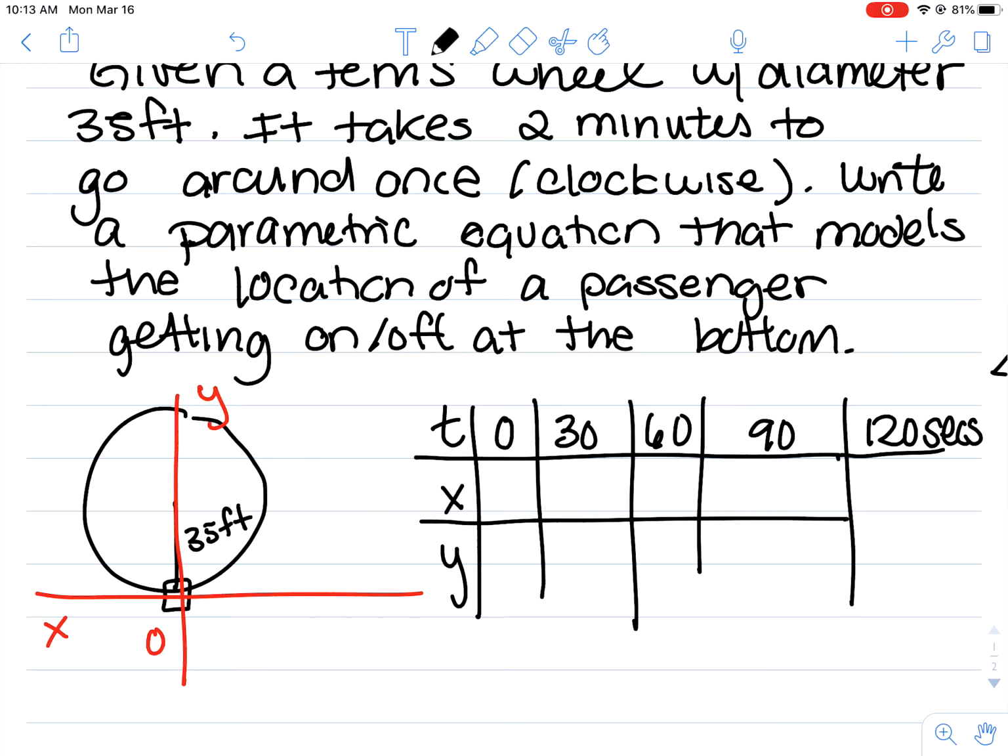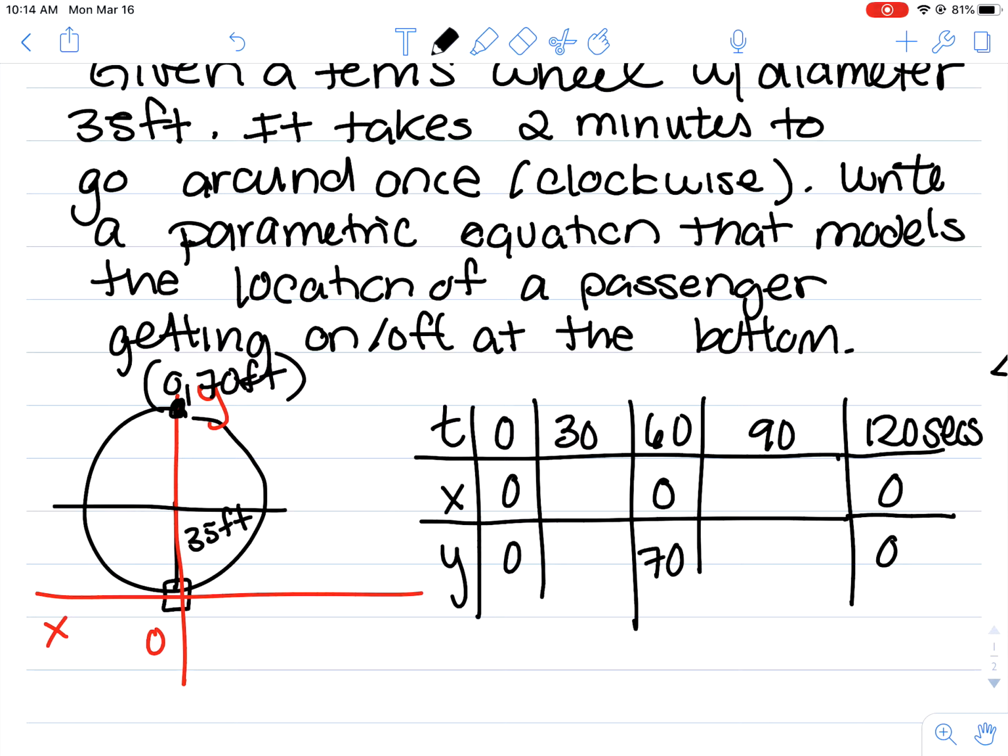Okay. So the passenger gets on at 0, 0. So our x coordinate is 0, our y coordinate is 0. And it takes 2 minutes to go around to get back to 0, 0. That means halfway, we're at 70 feet. So up here, we're at 70 feet height, 0 feet on the XY axis. So I would put 0 and 70.